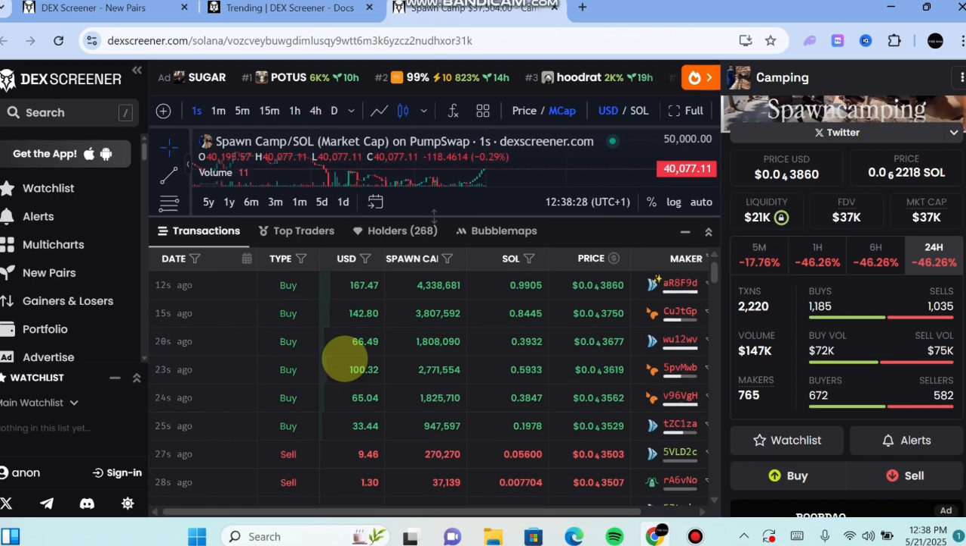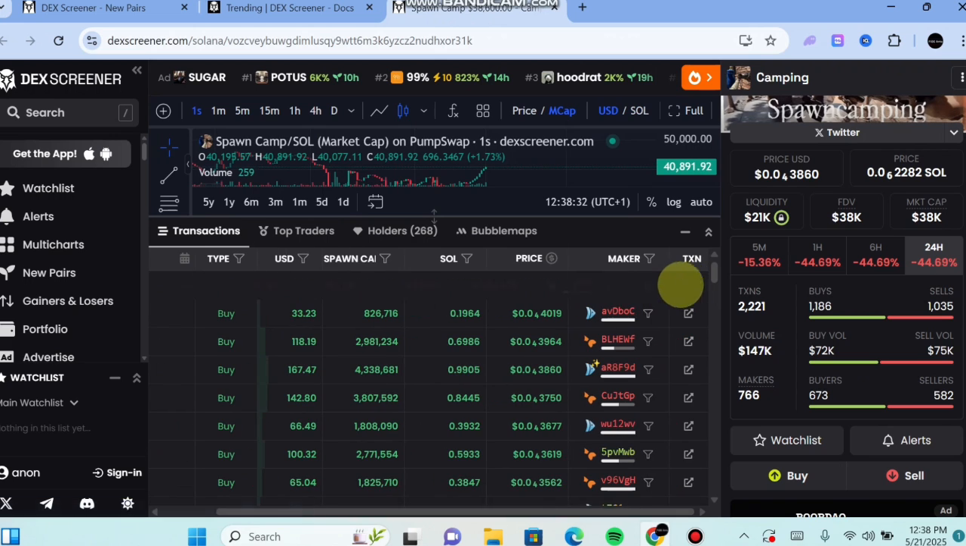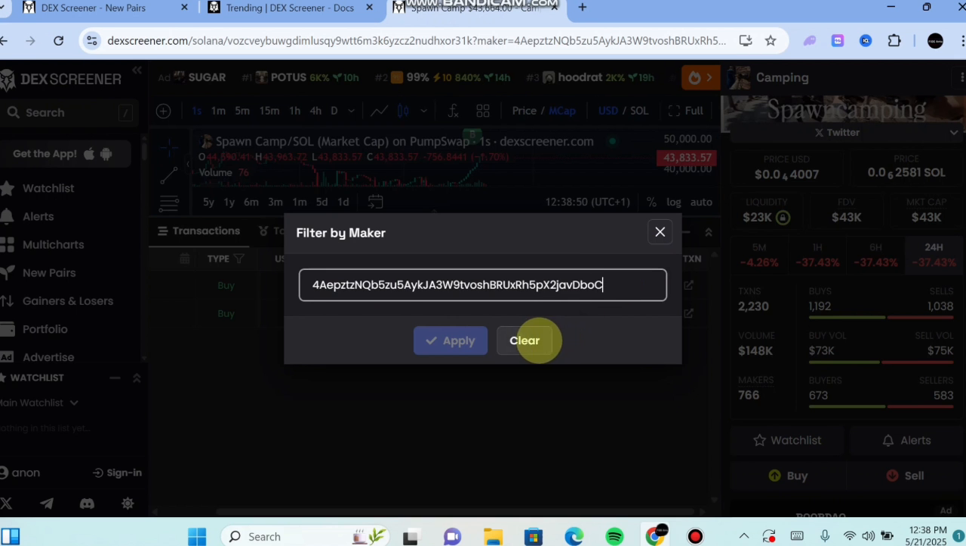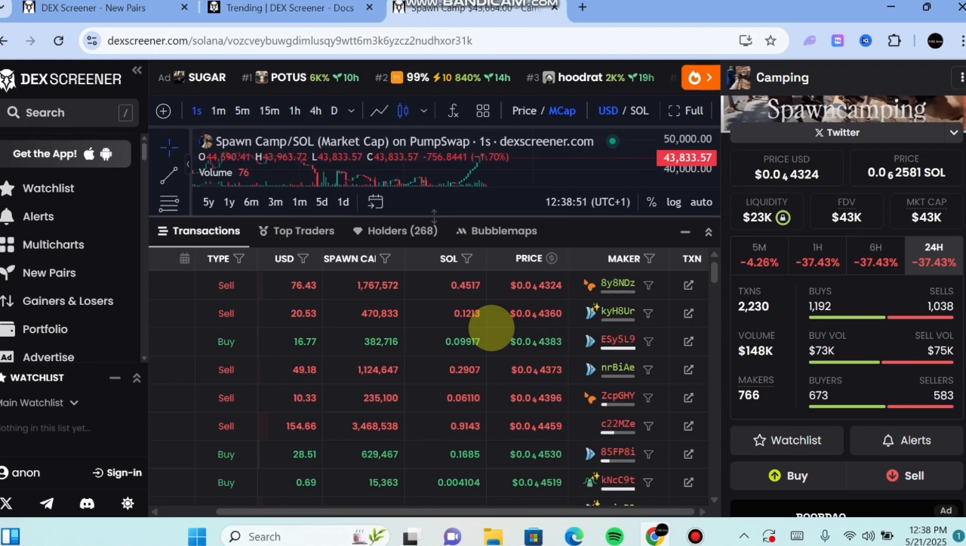So you can check all of this. If you check, you can see a lot of buys coming in, right? And if you click on this funnel icon, it's going to show you all the transactions a particular wallet has done. You can see this particular wallet has bought, but it hasn't sold any of the tokens it bought, and you can clear it again.